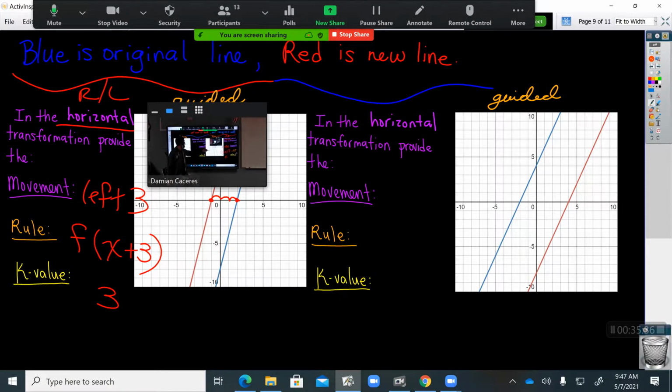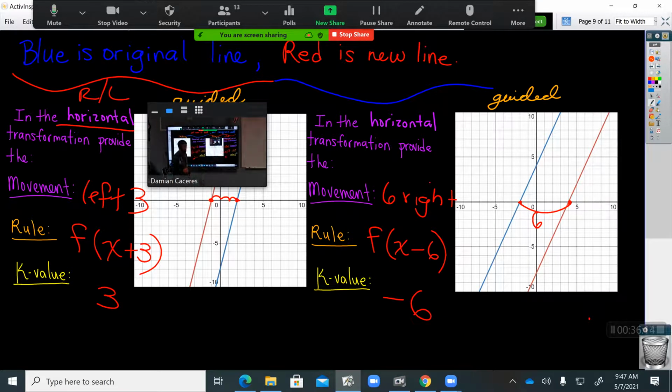Now, on the next example here, let's do it. From blue to red, how many units in what direction? It's to the right, and it's 6 boxes, 6 units. So here we're going to go 6 right or right 6. The rule, it goes in the parentheses because it's horizontal. So it's going to be x minus 6 because right is negative. And now here, k value, negative 6.